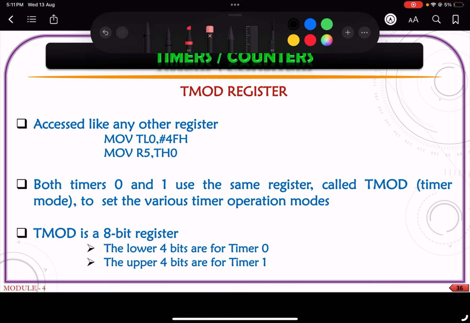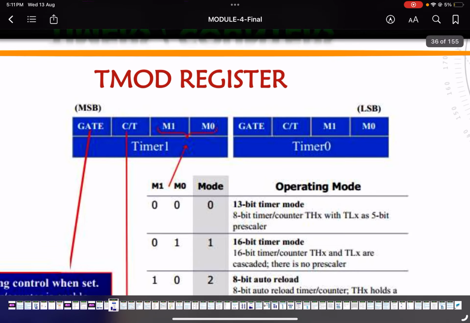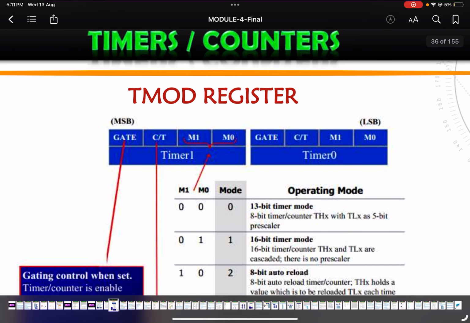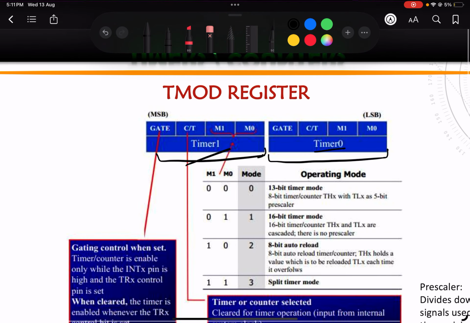Now, your TMOD register, like literally any other register, like R5 or anything, you access your TMOD register. TMOD is an 8-bit register, and there should be a diagram over here. It's split into 2 halves. The lower 4 bits define the functioning of timer 0, and the upper 4 bits define the functioning of timer 1. The gate bit is something which you usually set as 0.